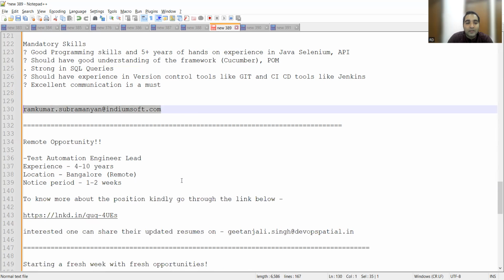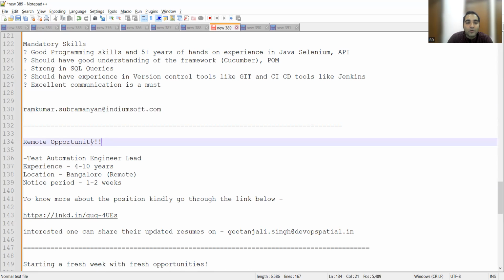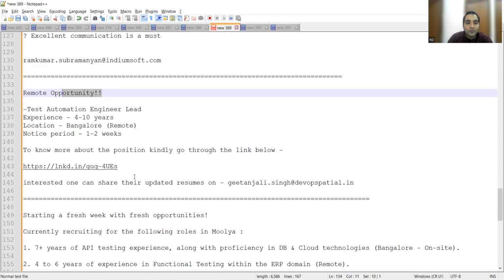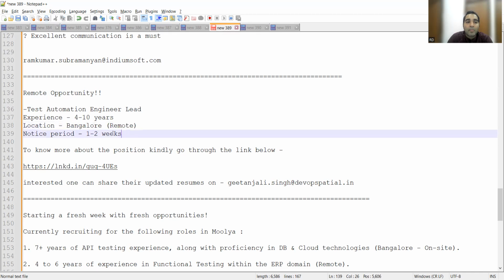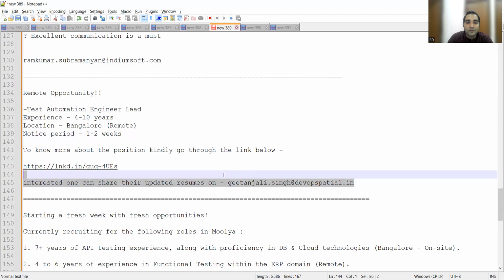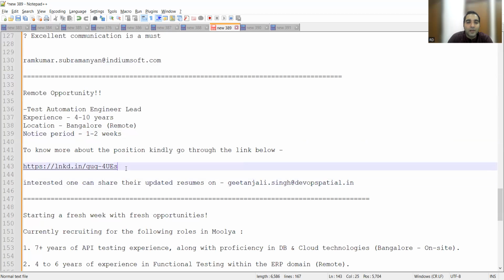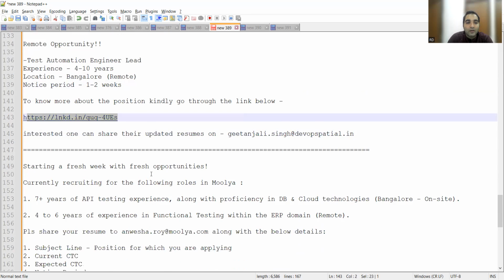ramkumar.subramanian@indiumsoft.com. Then there is also a remote job opportunity for test automation engineer lead. Experience required is 4 to 10 years. Location is Bangalore, remote. Notice period is 1 to 2 weeks. You can share your CV to this email address, or you can also apply through the link below.